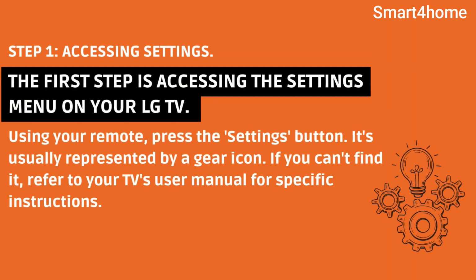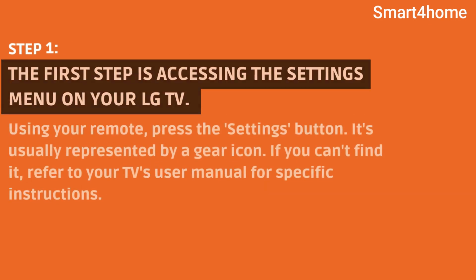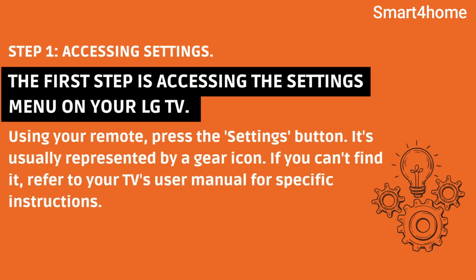Step 1. Accessing settings. The first step is accessing the settings menu on your LG TV. Using your remote, press the settings button. It's usually represented by a gear icon. If you can't find it, refer to your TV's user manual for specific instructions.